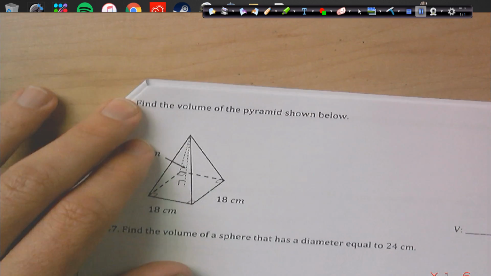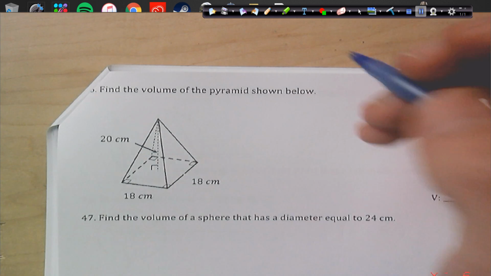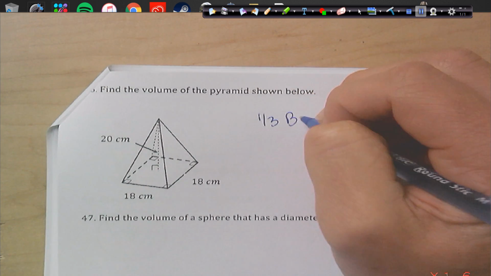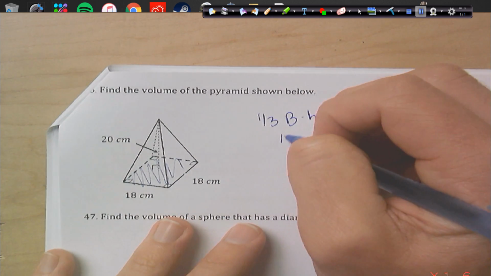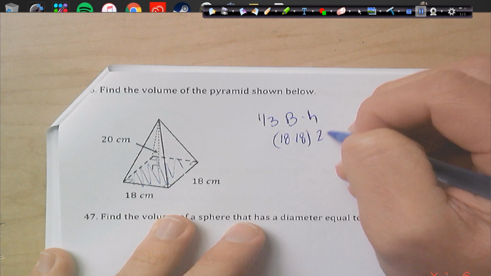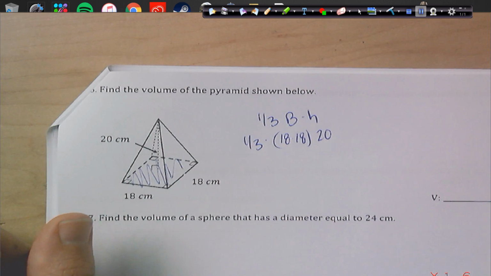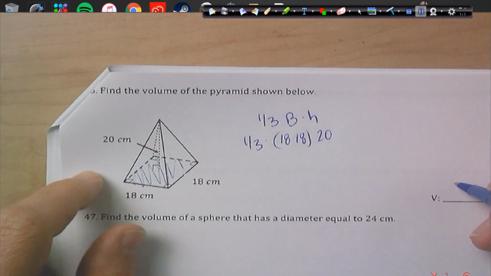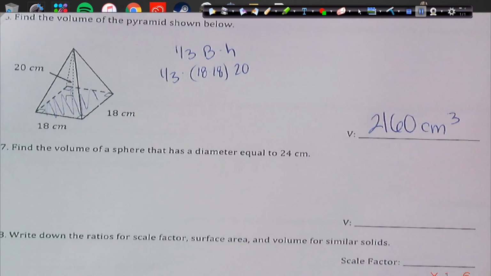Alright, a couple more and we're good. Volume of a pyramid. So this is again 1/3 the base times the height. Now the base figure is the 18 by 18, so we'll take care of that real quick. And the height is 20. That's how tall it is, and we do 1/3. So we just essentially multiply all these together and divide by 3 to get 2160 cubic centimeters. And sorry, you couldn't even see that. That was off the page.